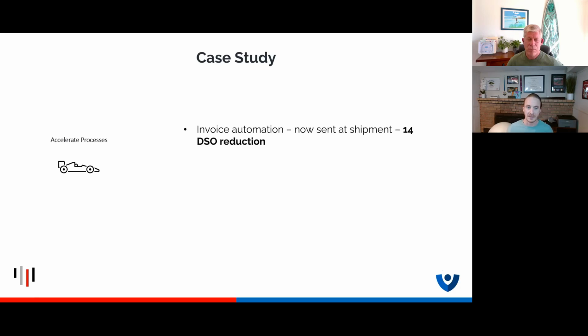We have one more aspect of this. So how can we improve and how can we accelerate these processes? Well, the first thing we're going to look at is invoice automation. So invoice automation would be moving from your paper invoice that you send out manually to something that automatically sends out when the sale happens.